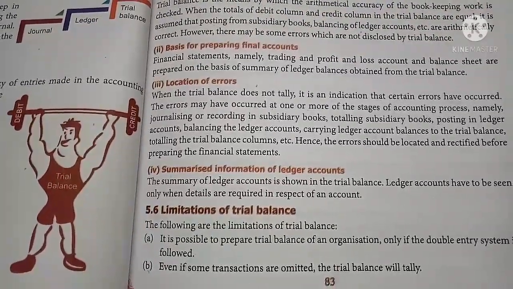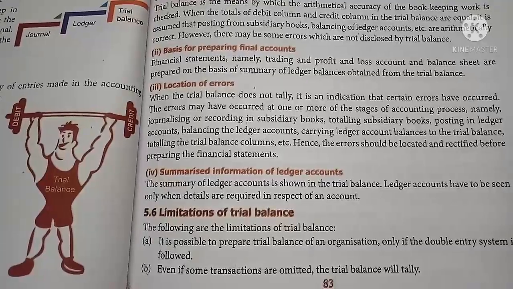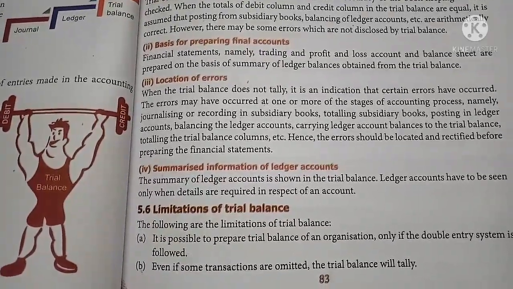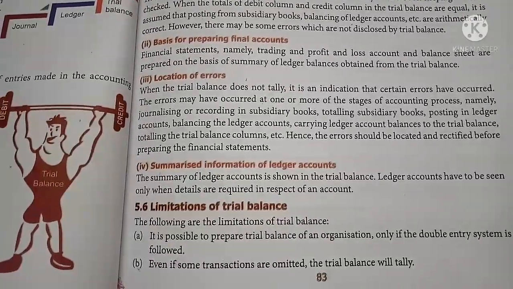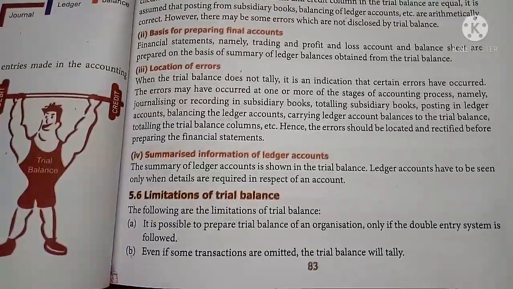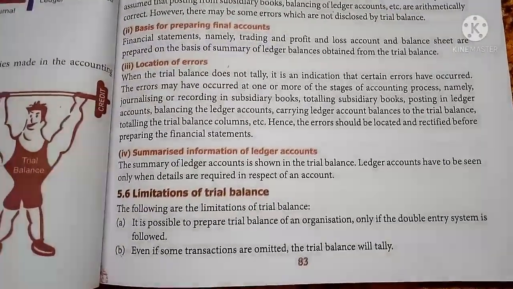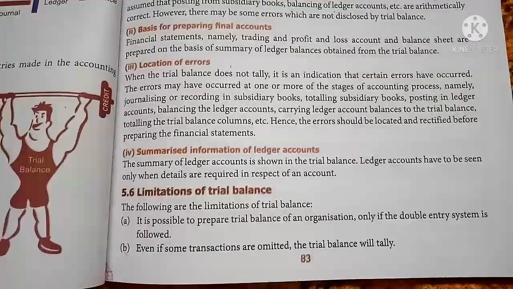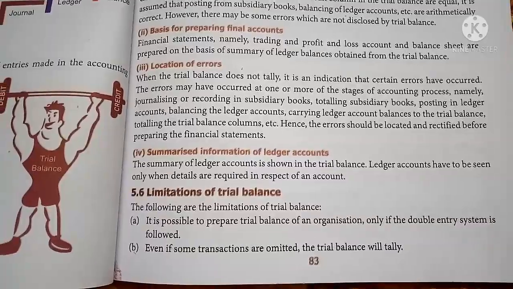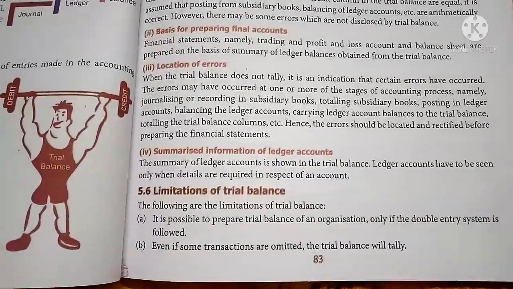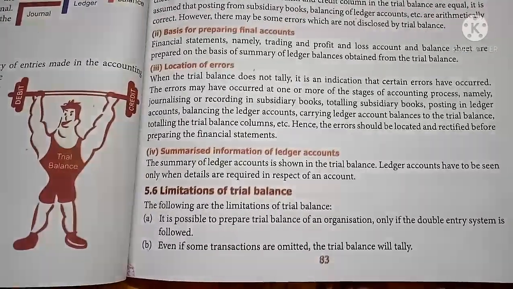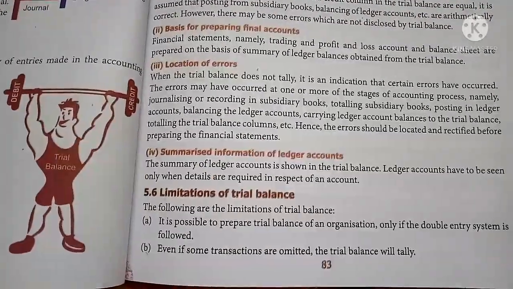There are a few limitations of preparing a trial balance. It is possible to prepare a trial balance of an organization only if the double entry system of bookkeeping is followed. Otherwise, if the single entry system of bookkeeping is followed, it is not possible to prepare the trial balance. Even if some transactions are omitted, the trial balance will tally. If the transactions are completely omitted, the trial balance will still tally, even though errors of complete omission have occurred.